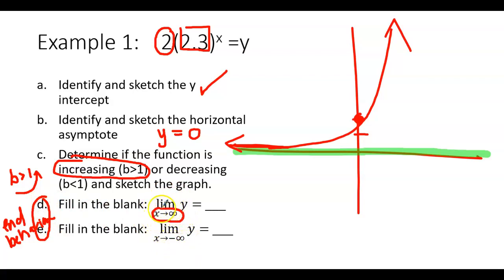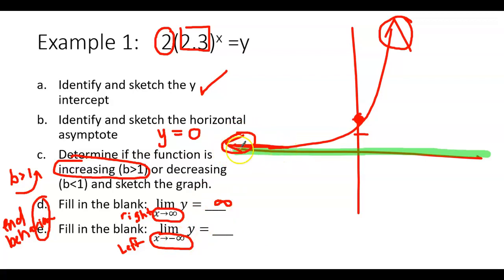Now it's been a little while, so I'll remind you. When x is approaching infinity, that means what's our graph doing on the right side? And when x is approaching negative infinity, that means what's my graph doing on the left side? Well, let's take a look. What's happening on the right side of my graph? Well, it's going up forever, so that's infinity. What's going on the left side of my graph?